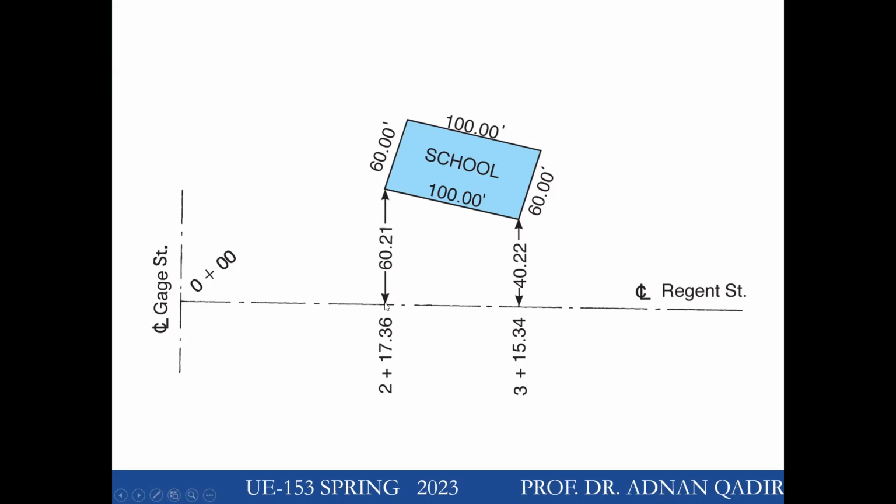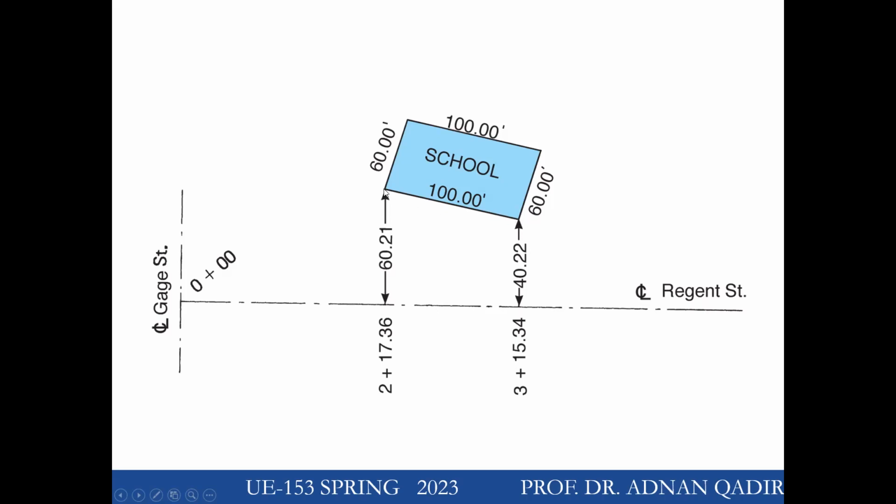So we have located this point, and then the next corner of this school building is 315.34. So we write 3 plus 15.34, and this means this corner of the building is 315.34 feet from the center line of the road, and this corner is 217.36 feet from it. Now, since the building is not parallel to this road, we need to take this measure as well: how far this corner is from the center line of my reference line. So it is 60.21 and 40.2.